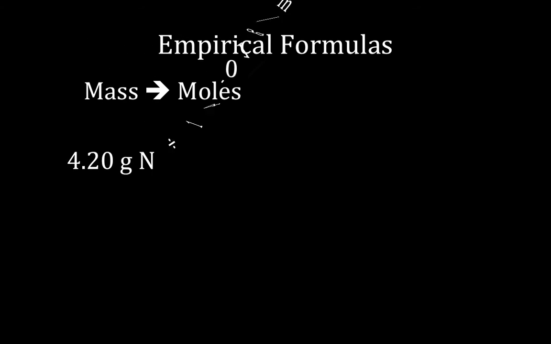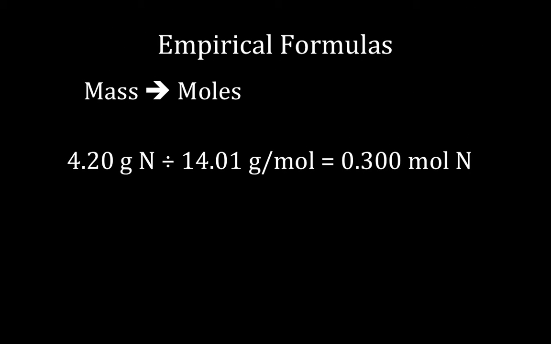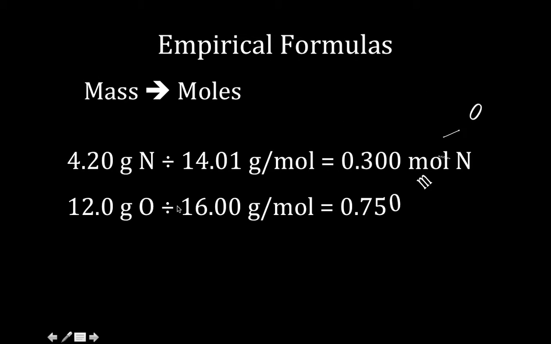So step A, we're just converting our masses to moles. So we took the 4.20 grams out of the question, divide by the molar mass of nitrogen. We do the same thing for oxygen. And we get this 0.300 and our 0.750. So that was step A, and now we have finished step B. Looks pretty easy. Now I look at these two numbers. Step C says I'm going to take this number of moles and divide it by 0.300 moles of nitrogen, because I divide by the smaller number.